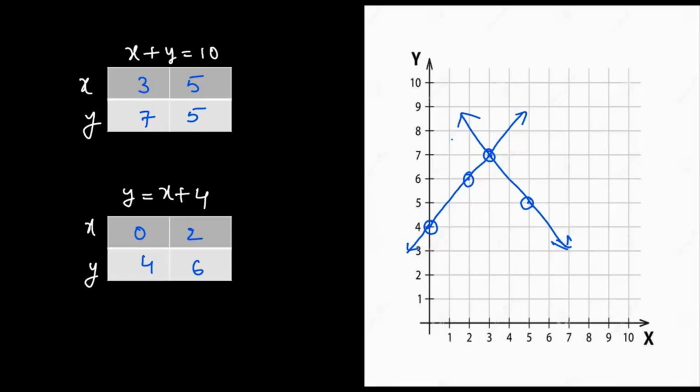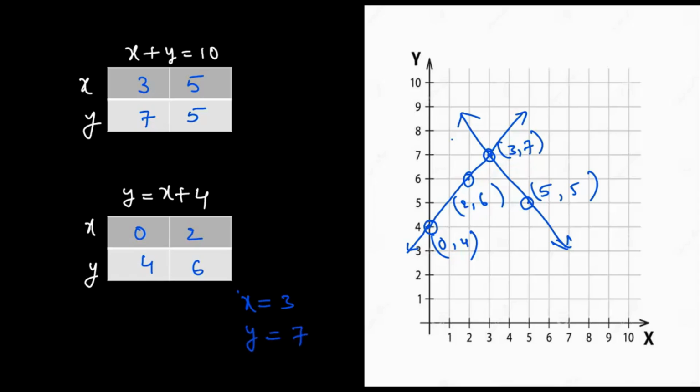Now let us mark out the points. This one is 3, 7. This one is 5, 5. And this one is 2, 6. This one is 0, 4. So what is the meeting point here? The meeting point is 3, 7. So that's why x is equal to 3 and y is equal to 7.